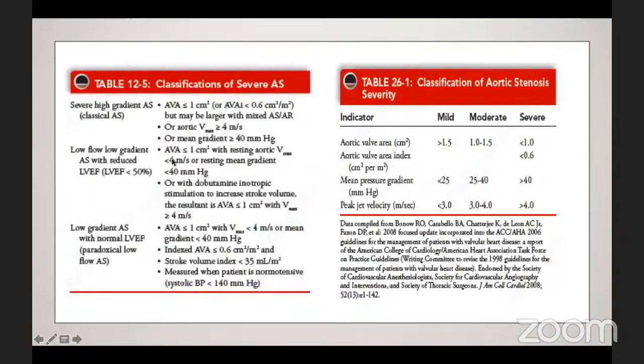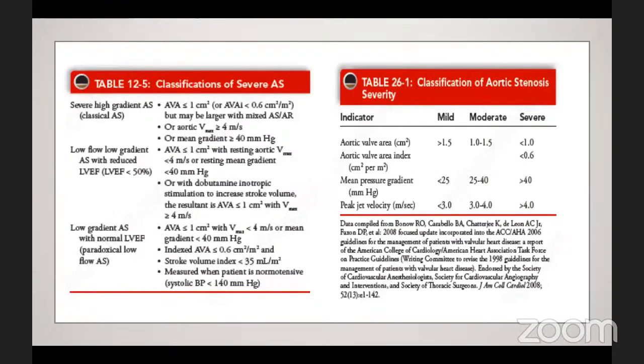These are the parameters and classification of the aortic valve. Aortic valve stenosis is considered severe if you have an aortic valve area of less than 1 or a gradient of more than 40. And the velocity, you can measure the velocity, and here it is represented in meters per second. A velocity of more than 4 meters per second indicates severe aortic stenosis.